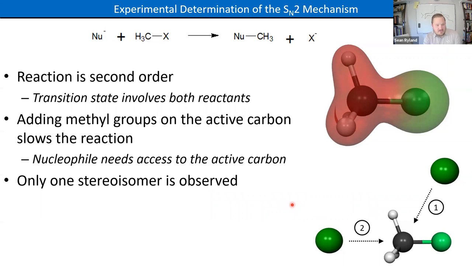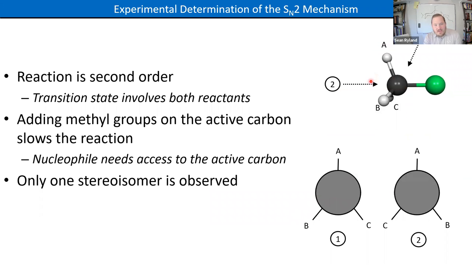What that means is that we're limited as to which route we can take for our nucleophile to approach. Our nucleophile can't go through either one or two, because if our nucleophile attacked from side one, we would get one stereoisomer. And if it attacked from side two, we'd get the other stereoisomer, because we'd be flipping A, B, and C here.